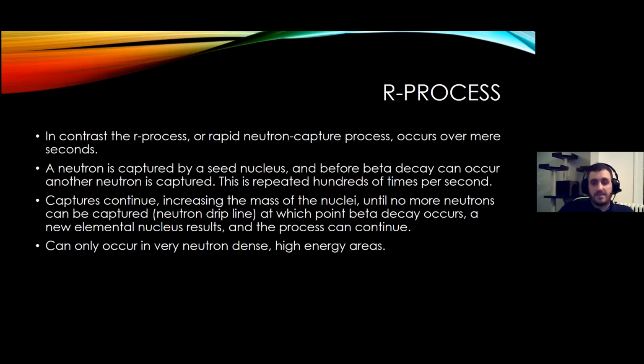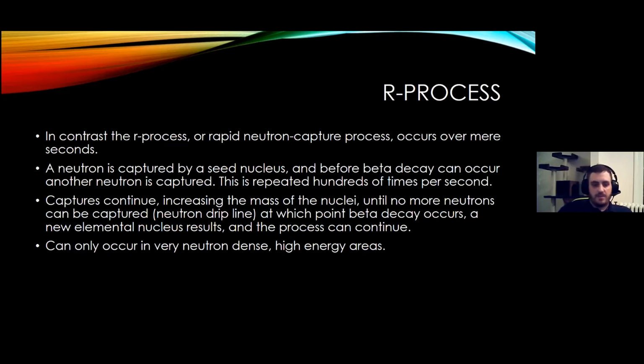And because this happens so quickly, this R process can really only occur in areas that are very, very neutron dense with high energy. So those neutrons have to be flying around quite rapidly, and there need to be a lot of them for these nuclei to be bombarded in this way with these free neutrons.